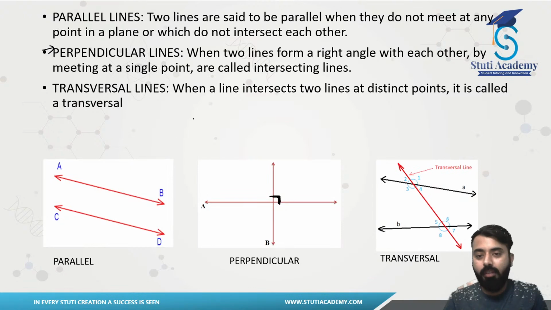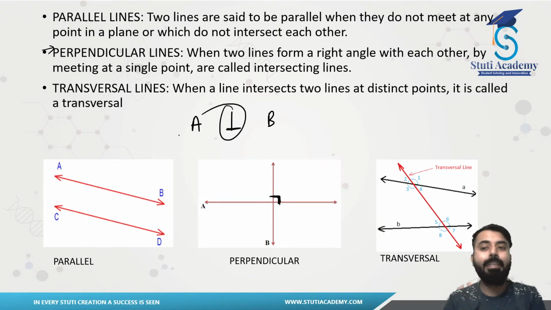So in this case, if I have a line A and a line B, both of them are perpendicular. The symbol that I use for perpendicular is this one, an inverted T. You should be remembering this, right? So perpendicular lines are those lines which intersect each other and make an angle of 90 degrees.